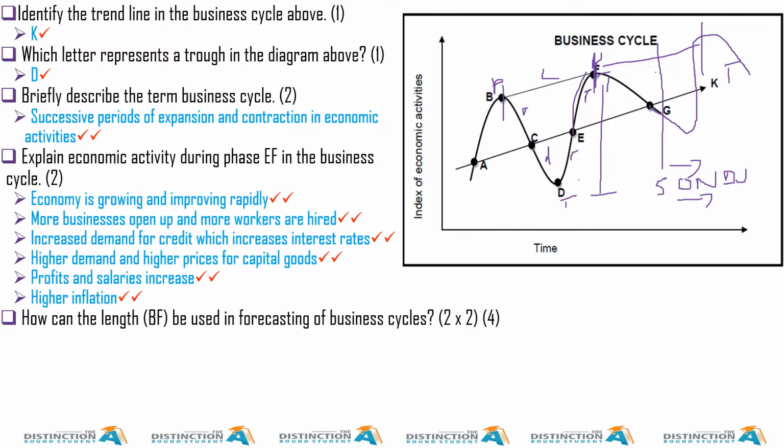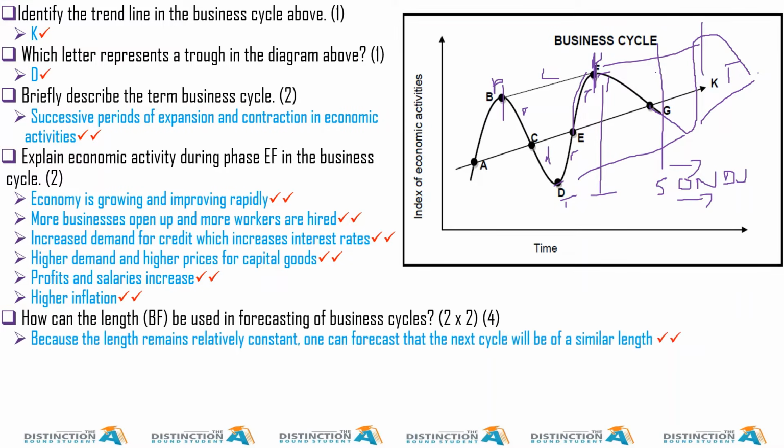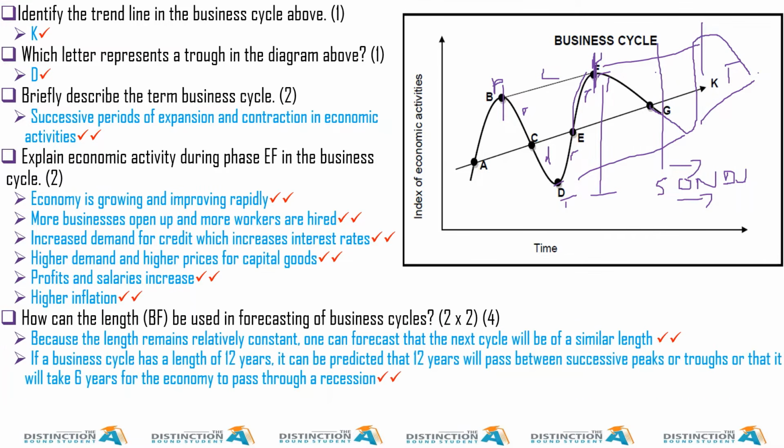And here we have another length. We can use this to try and predict the next one. So that's how it's done mostly. The assumption is that it's going to take more or less the same. Because the length remains relatively constant, one can assume that the next cycle will be similar. So if a business cycle, for example, has a length of 12 years, it can be predicted that 12 years is what it's going to take for the next one, exactly like I've shown you here.